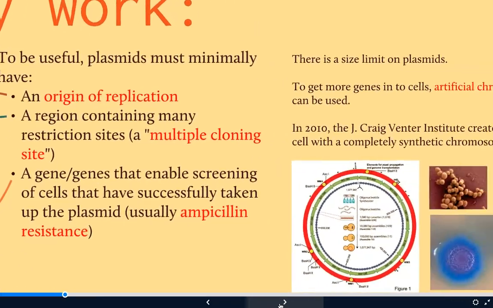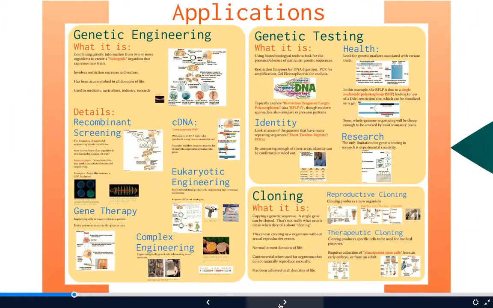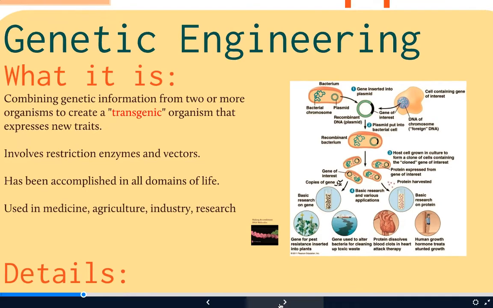Okay? All right, so I'm going to skip forward. We're going to pop down to some of the applications of how this works. And so we want to look at genetic engineering and some of this recombinant screening that we do with these restriction enzymes.